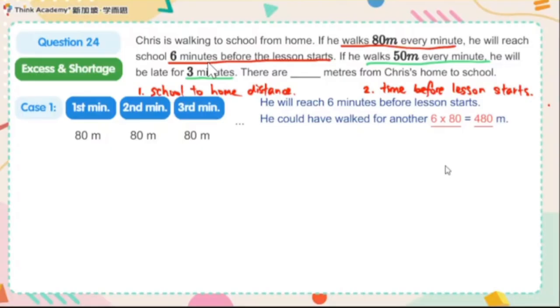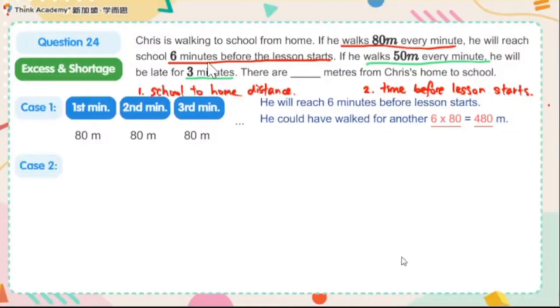But some of you have said you can use X for the number of minutes. Yes, you can use algebra for this as well. So he could have walked for another 480 meters because he's early for 6 minutes. If he continued walking for these 6 minutes, he could walk past the school and continue for an extra 480 meters.